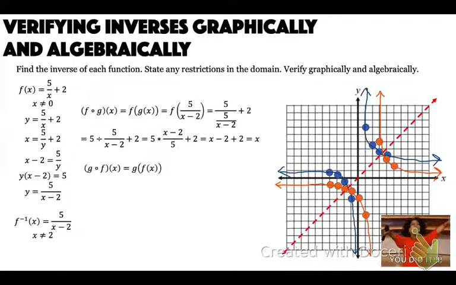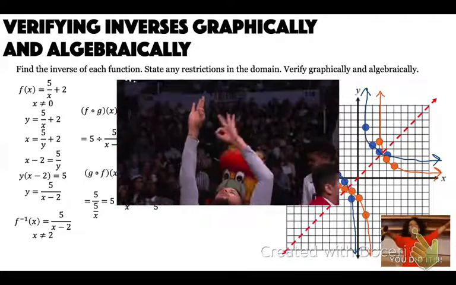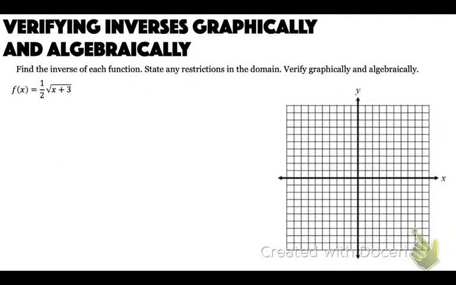Okay, so if I have g of f of x, well, then I'm going to plug 5 over x plus 2 into that function. So that's 5 over x plus 2 minus 2. Well, those 2's cancel, and I'm left with 5 over x. Write it as a division, so 5 divided by 5 over x. Flip and multiply, so 5 times x over 5. The 5's cancel, and I'm just left with x. And we did it. Okay? I think this is the last one.